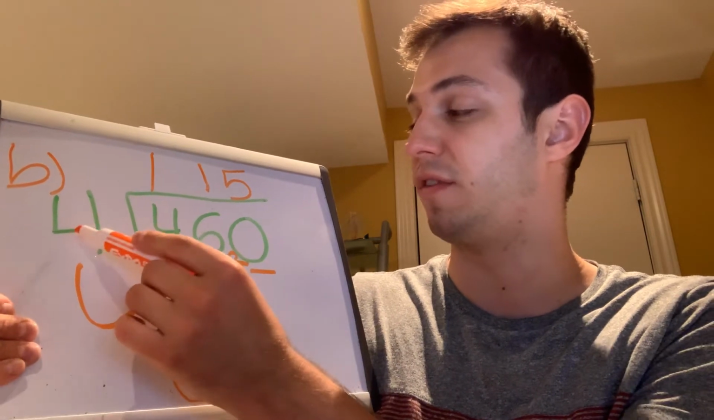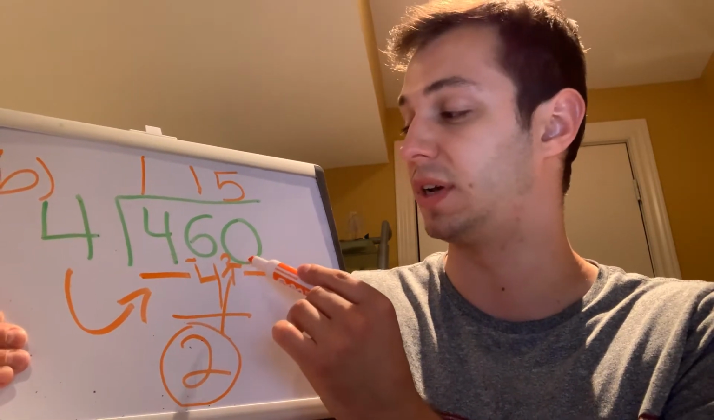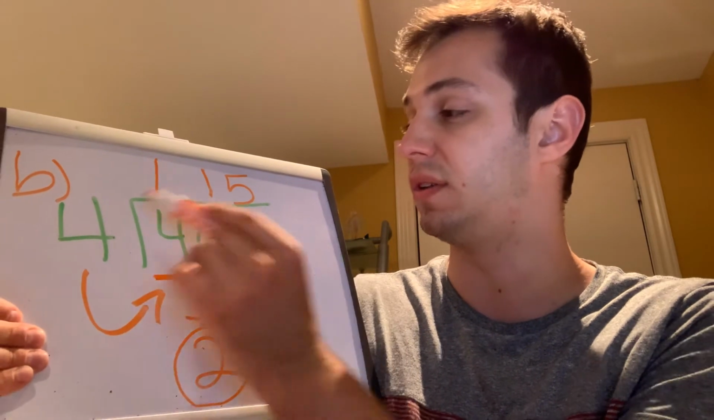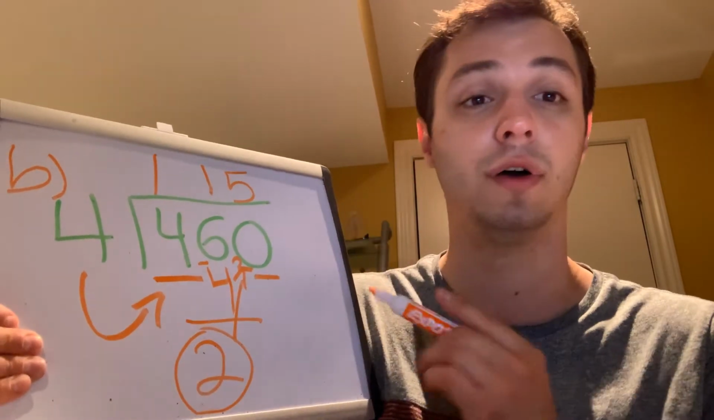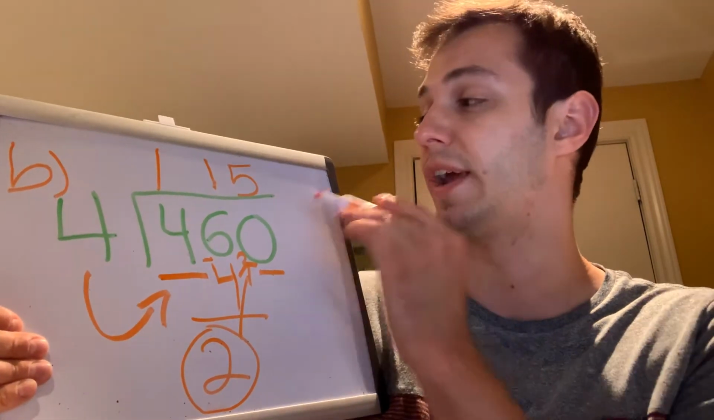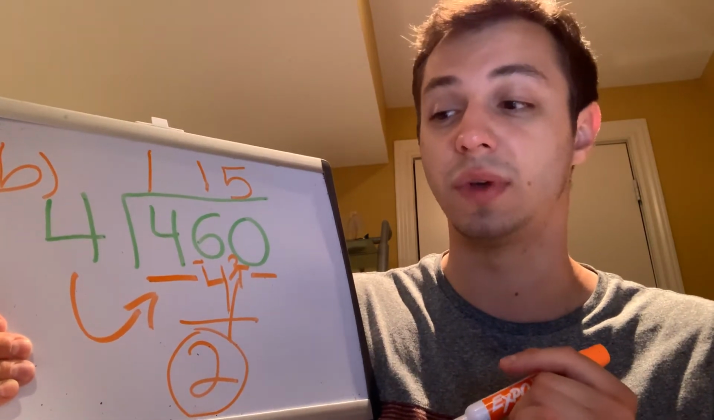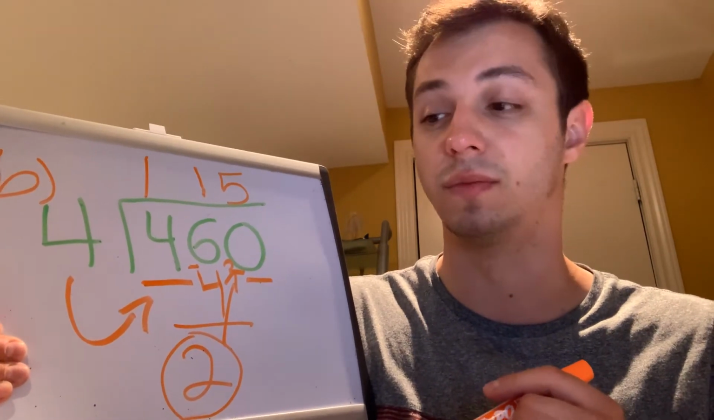And then we divided the 4 into 20, because that 0 now had that 2 in front of it. And then we know that 20 divided by 4 gave us 5 with no remainder left. So our answer was 115. So what I want you guys to do now is to work on the next problems.